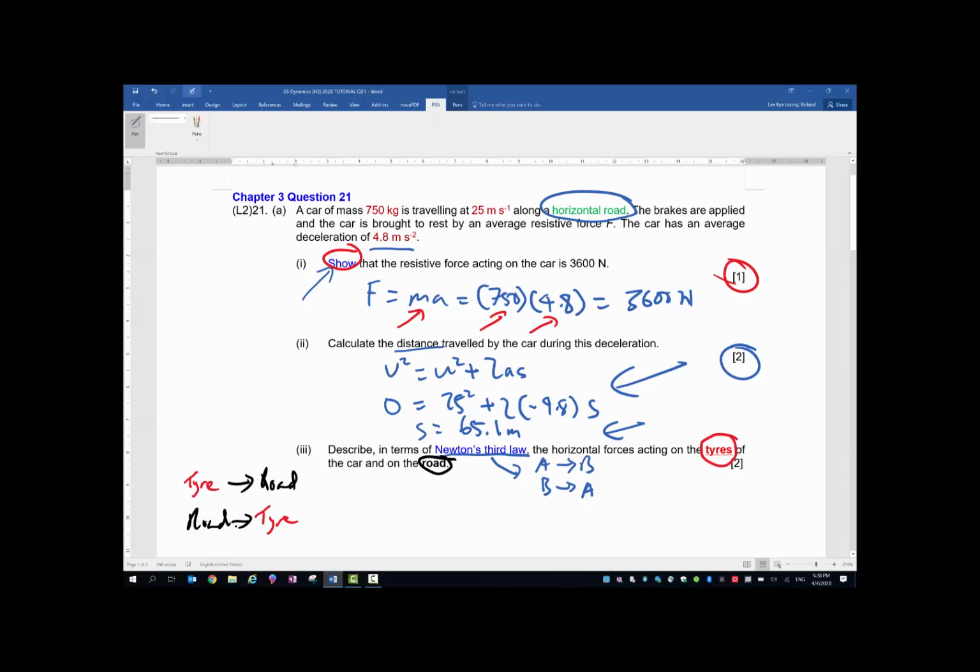Okay, so plan out your answer. So with that, draw it out. Okay, now this is the road and this is a tire. So let's say the car. Okay, the car is moving to the right.